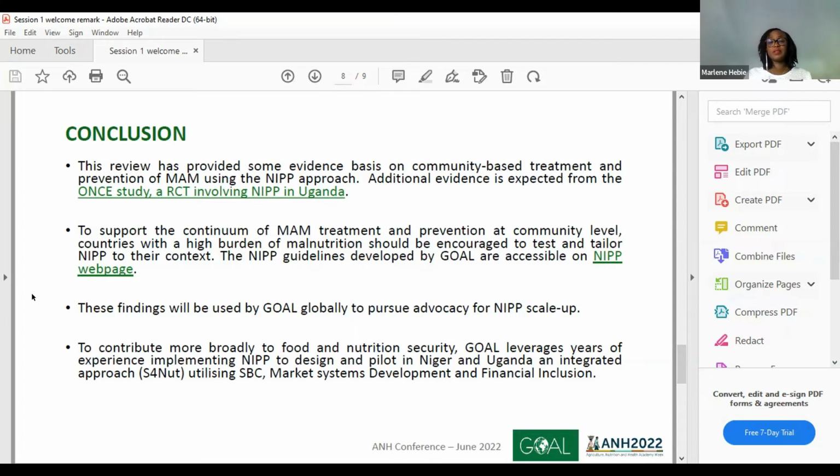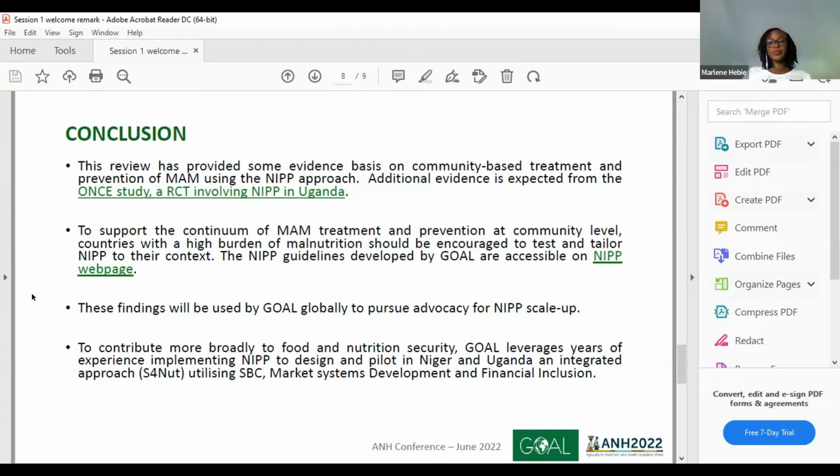However, based on the findings, we really want to encourage countries with high burden of malnutrition to test and tailor the NIP approach to their context, because this result is from various contexts across sub-Saharan Africa. And we'll keep using these findings to pursue advocacy for the scale up of the NIP approach.